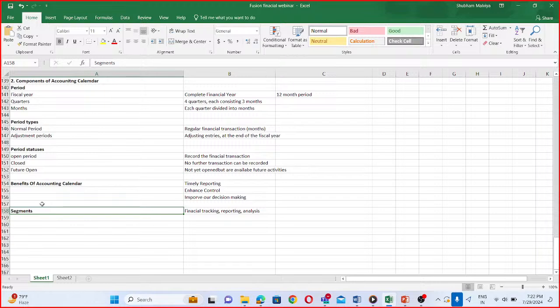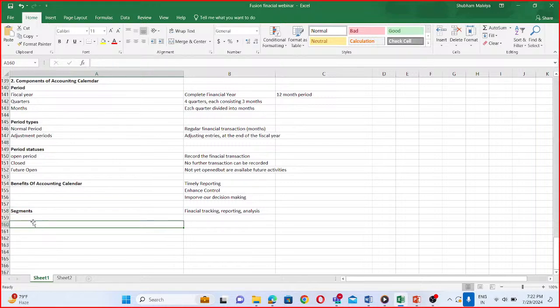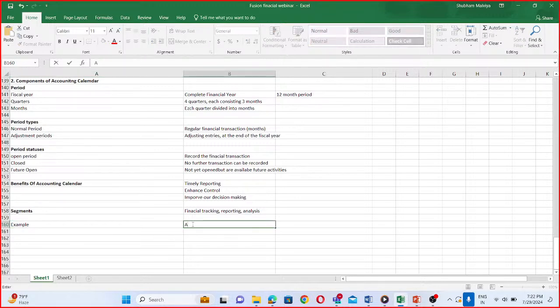Let's talk about the example of creating these segments. Let's consider a hypothetical company. I'm giving the example and then I'll make you understand. Let's discuss an example. Let's say ABC Corporation. We have an ABC Corporation.